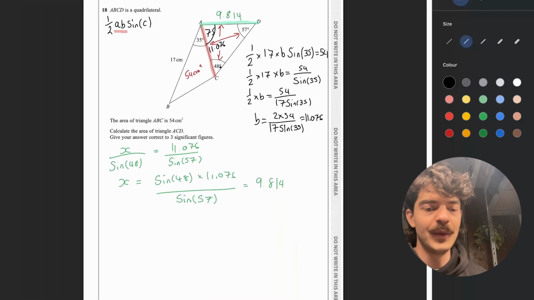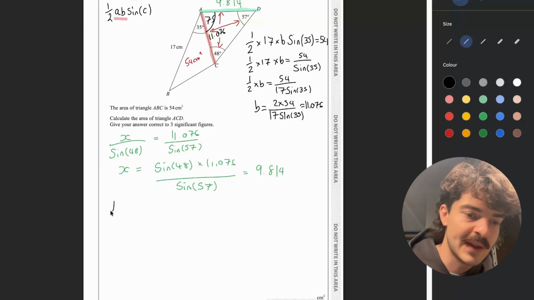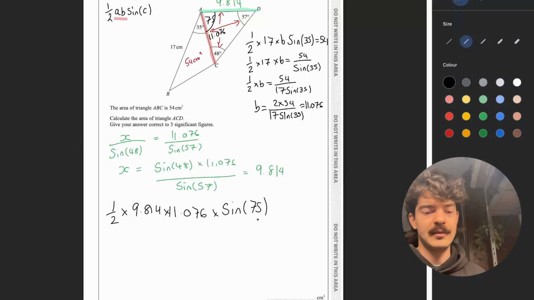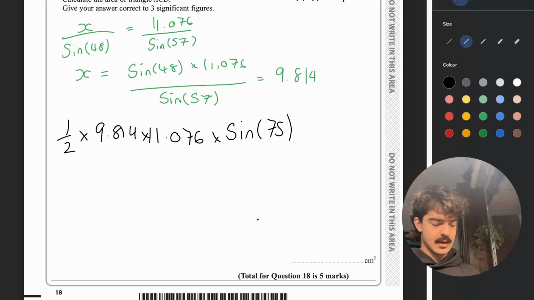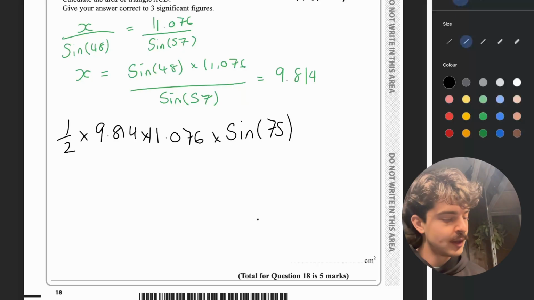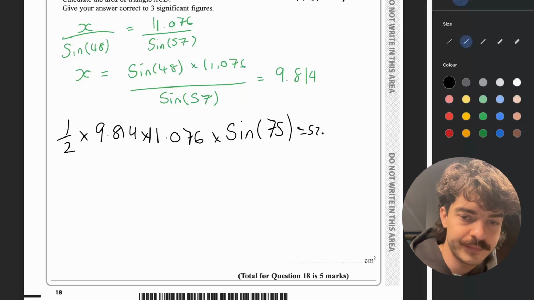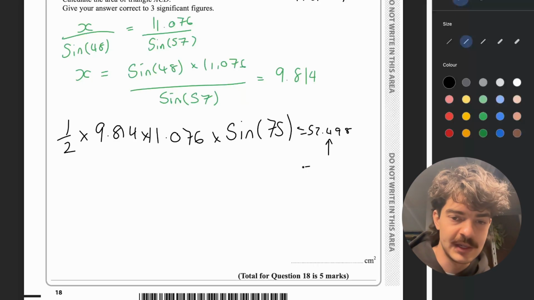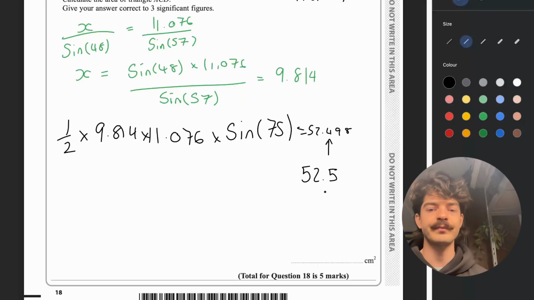And now all we need to do is pass all of these values that we've just found into our equation. Half times 9.814 times 11.076 times sine of 75. And if we do that, it gives us 52.498. Our question asked for 3 significant figures, so this figure is the one that we're interested in, 52.5. Nice.